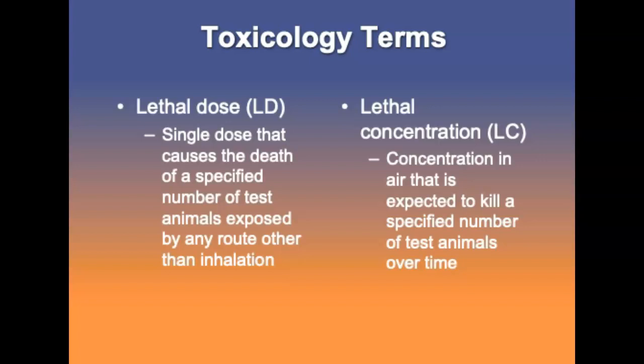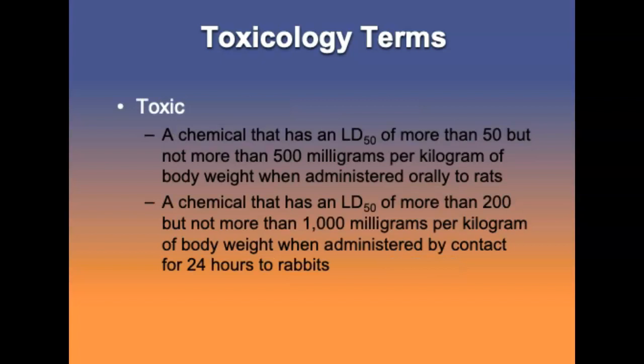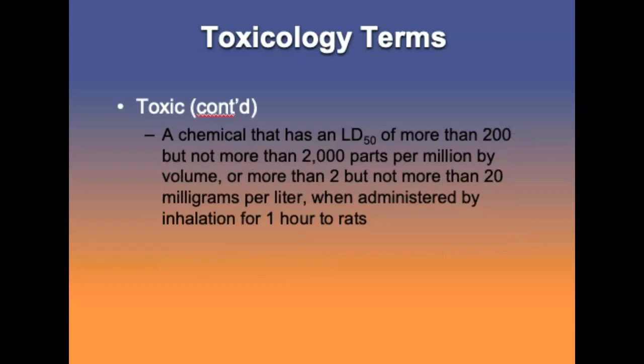Okay, the next two slides have the definitions of toxic, and it talks about the chemical, the milligrams per kilogram, and who it's administered to. So it talks about rats and then rabbits. And then this slide talks about the milligrams per liter when administered by inhalation. So it just defines the term toxic.